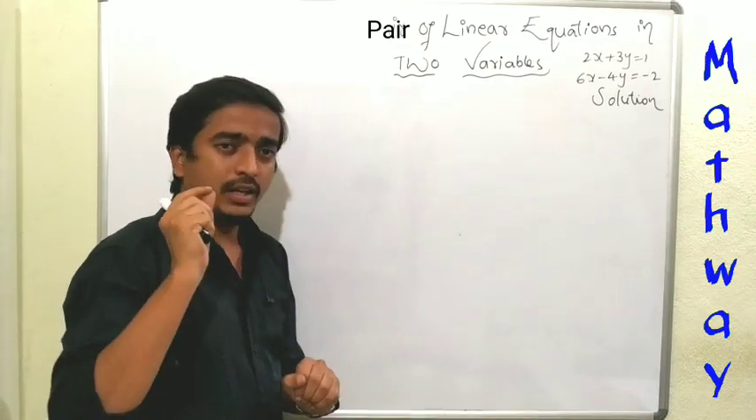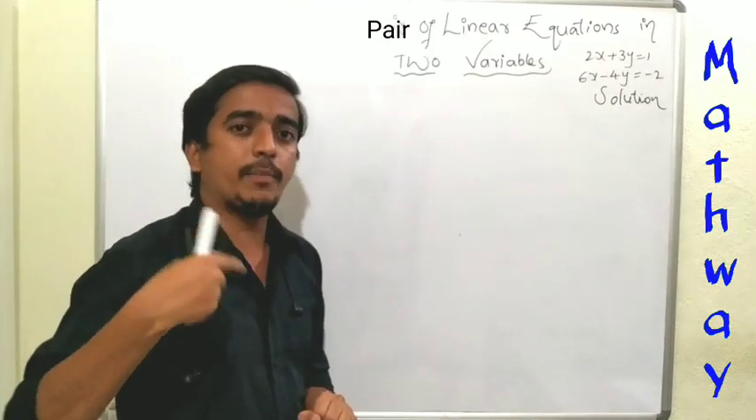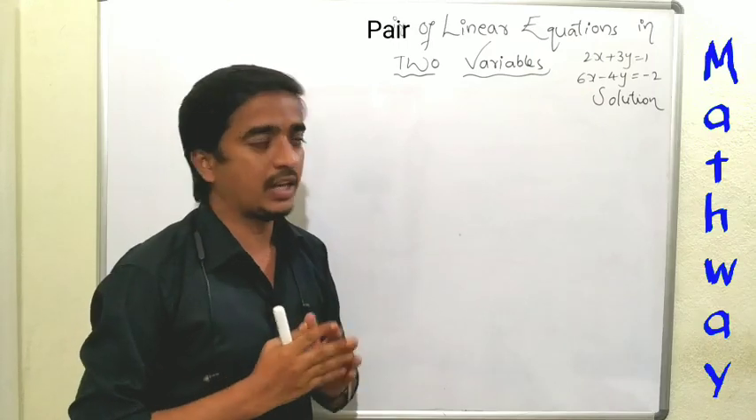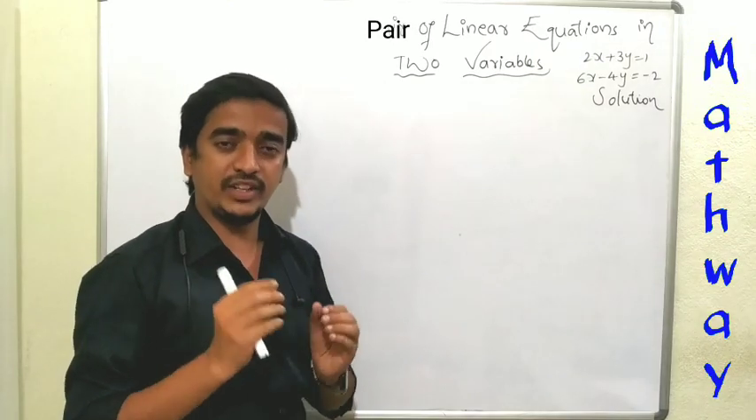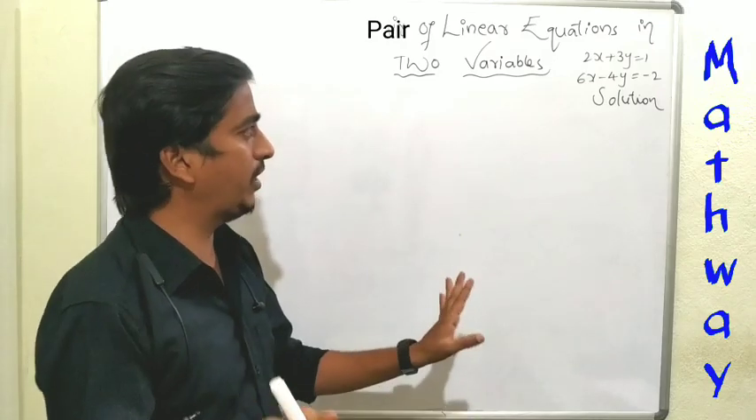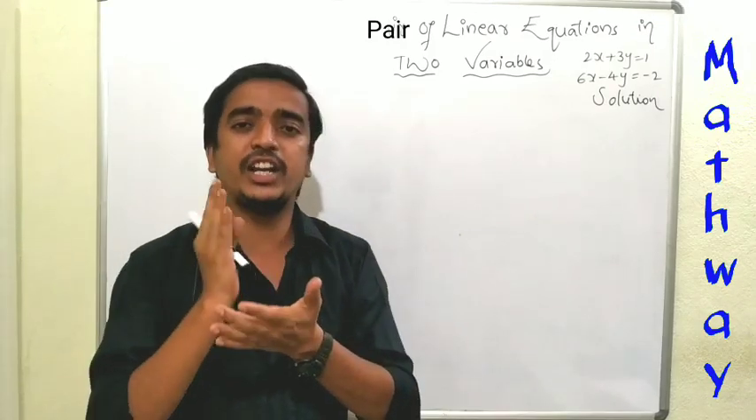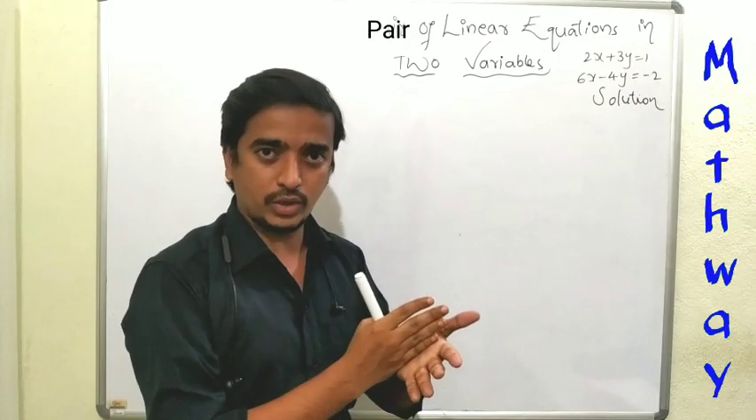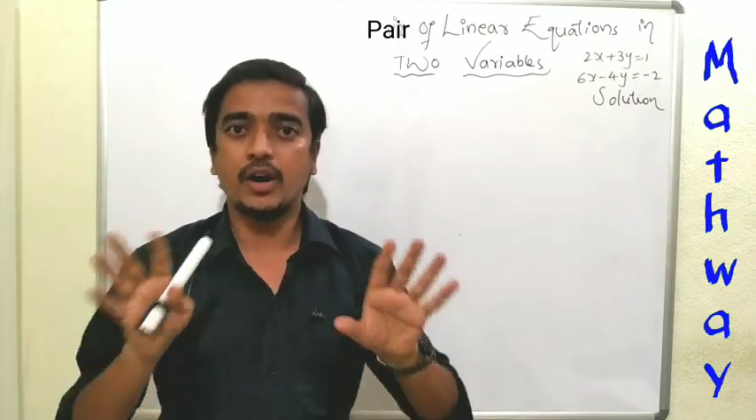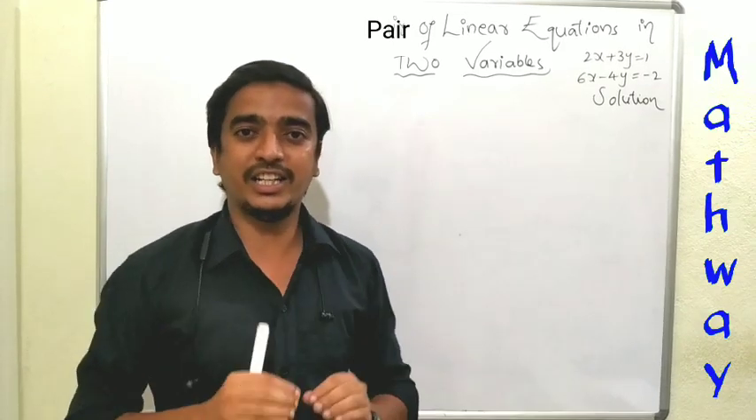Now, what type of solution does the pair of lines have? How many types of solution does it have? Let's see that. That is the relation between the coefficients and the nature of the solution of the system of equations. Simply, we can say: what is the nature of the solution? Does it have a unique solution, meaning only one solution, or no solution, or many solutions? Let's see about that.